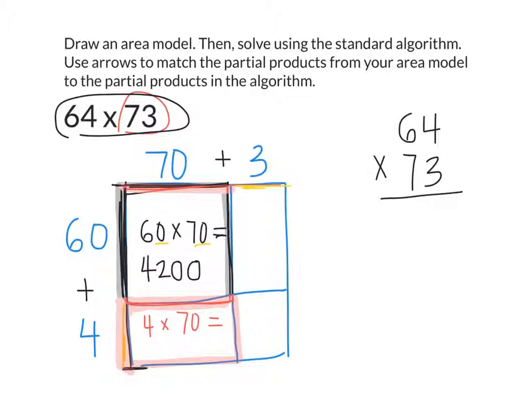Again, it's a multiple of 10, so I can ignore the 0 for now. What's 4 times 7? 28. And then now how many factors of 10 do I have to add? 1, so I add 1 zero.